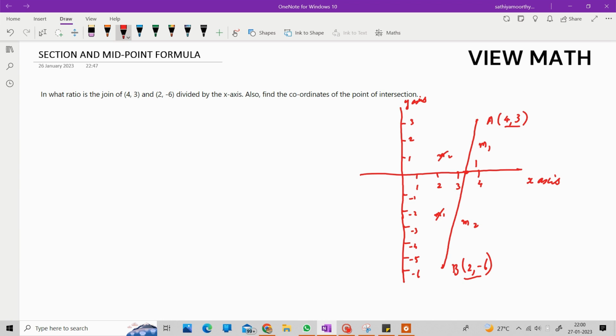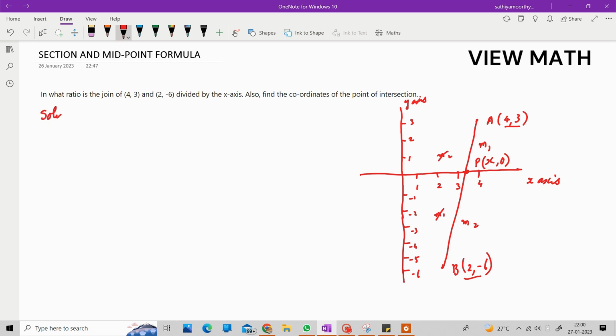Let me take the point of intersection as x. We know that on the x-axis the y coordinate is 0, so it is (x, 0). They're asking us to find the point of intersection. We know the y coordinate is 0, but we need to find the x coordinate. So let me proceed.